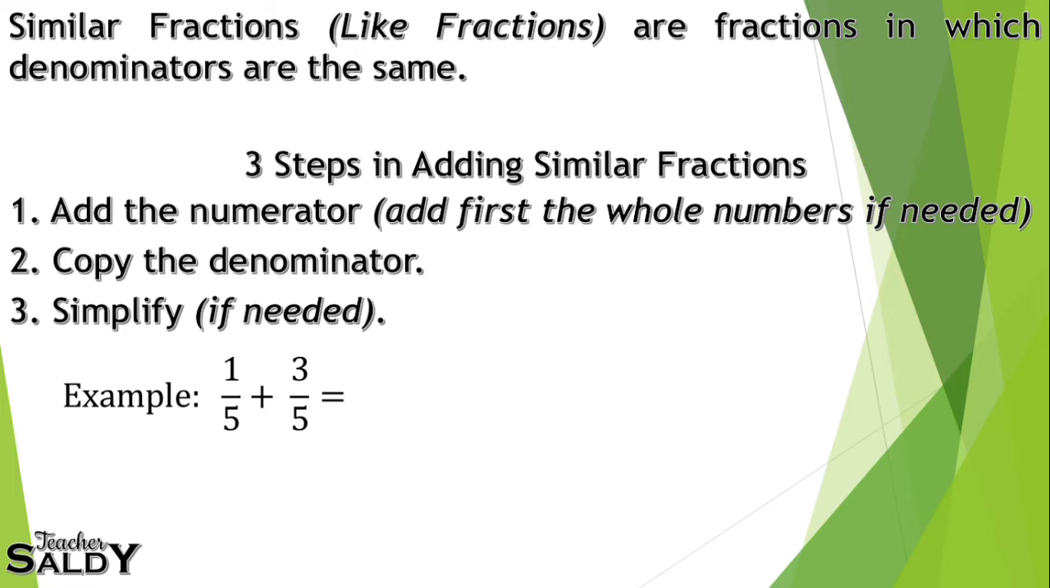For example, we have 1 over 5 plus 3 over 5. So, the first thing to do is add the numerator and then copy the denominator. So, we have 4 over 5. As simple as that.